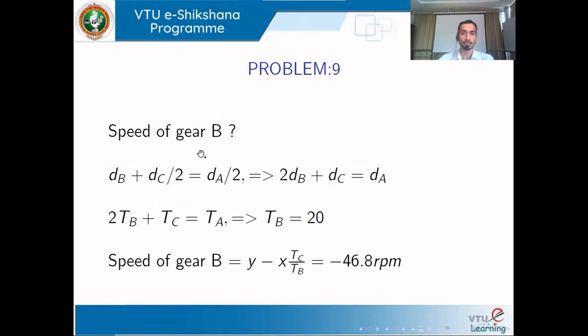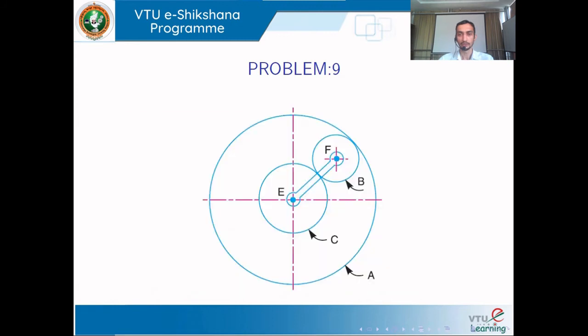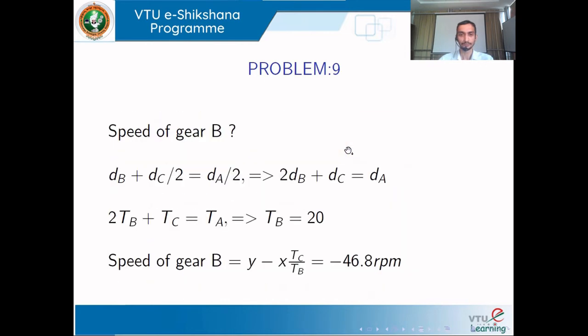Now he has also asked the speed of gear B. So we need the number of teeth on gear B. For that, to find out the number of teeth, we'll be using the fact that the radius of gear A will be equal to the radius of gear C plus the diameter of gear B. So using that equation, everything is written in terms of D here. The pitch circle diameter is proportional to teeth. So using this equation, we know the teeth on C as well as A, and you can calculate the teeth on B. So TB comes to around 20 teeth.